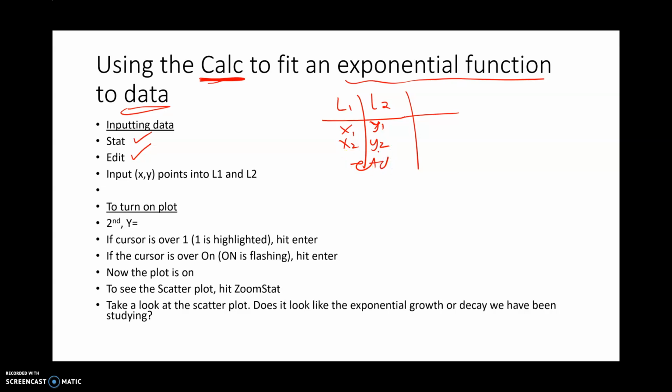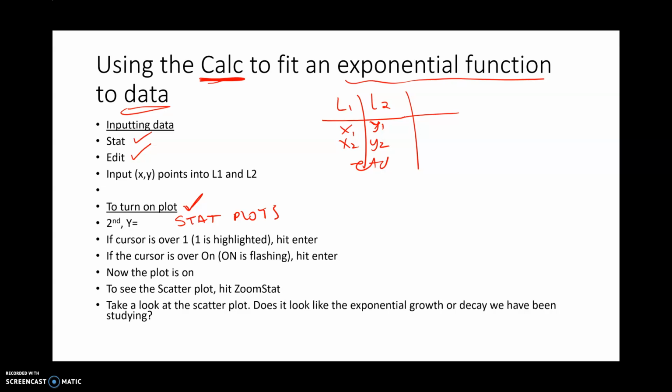Make sure you turn on your plot because we want to look at a scatter plot. Hit second Y equals, and it will show you stat plots. Your cursor is automatically over the number 1. Hit enter and it brings up plot 1. The cursor will be flashing over On. Hit enter, and now that plot is on, and it's a scatter plot, because that's the way we've been doing it.